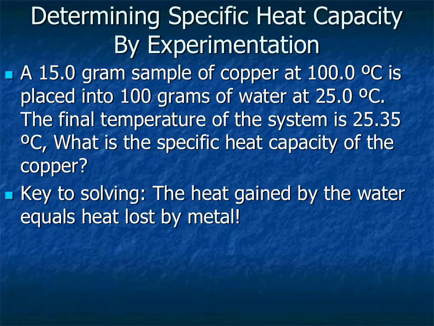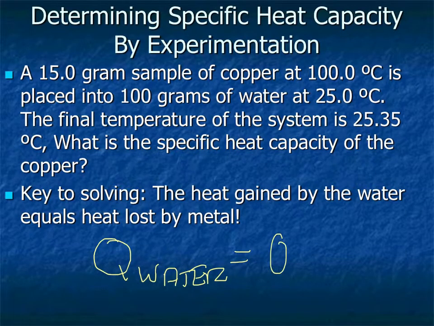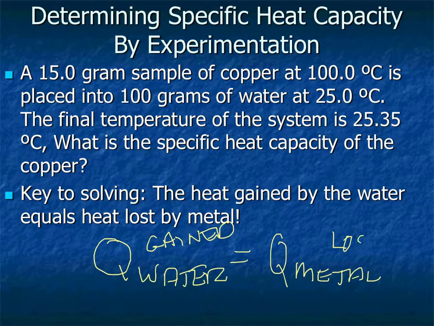We do know, or we're going to be learning, that Q of the water must equal Q of the metal in this case, because the metal is going to cool down while the water is going to warm up. Since we assume that the system is not losing heat to the outside, because that's just the way to model this, the heat gained by the water, so this is gained, and then the metal has lost heat.